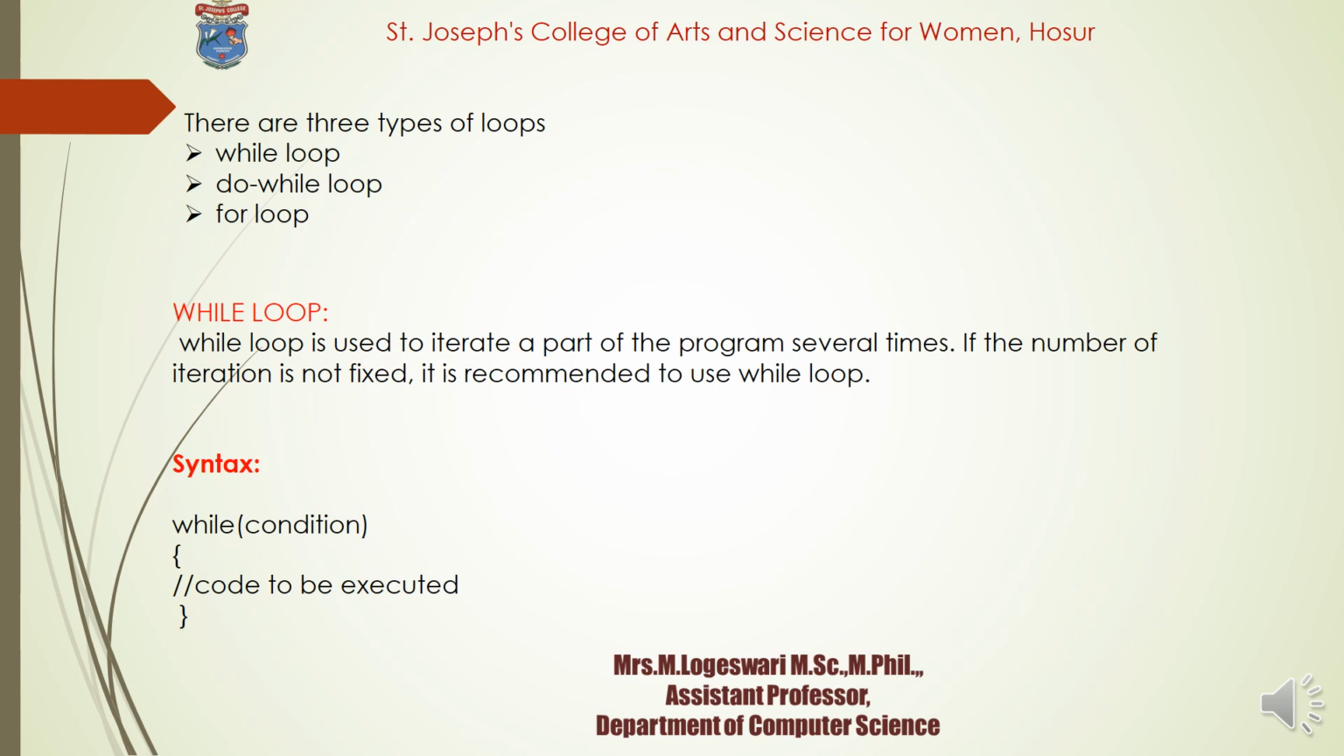The loops here are: while loop, do while loop, and for loop. So what is the while loop? The while loop is used to evaluate the condition and iterate over the loop until the condition is true. The loop ends when the condition returns false. The syntax for the while loop: while condition, starting with an open brace and giving the executable code. At the end of the program you give a close brace.